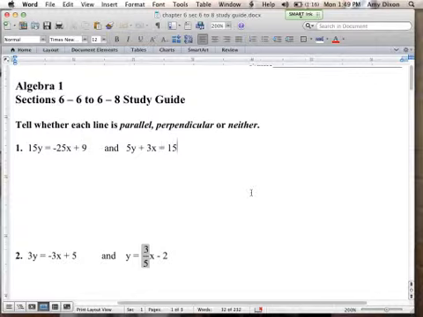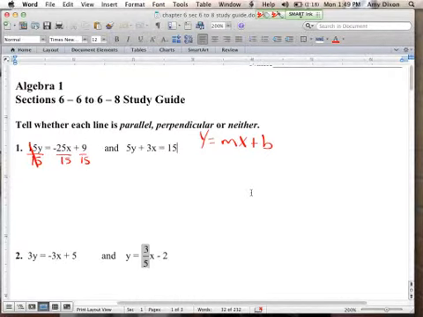So on number 1, what you need to do is make sure each of these equations is in y equals mx plus b form. If they're not, you cannot tell what the slope is. So let's look at number 1. The y has got a 15 with it. We don't need that 15, so we're going to get y by itself by dividing everything in that equation by 15.